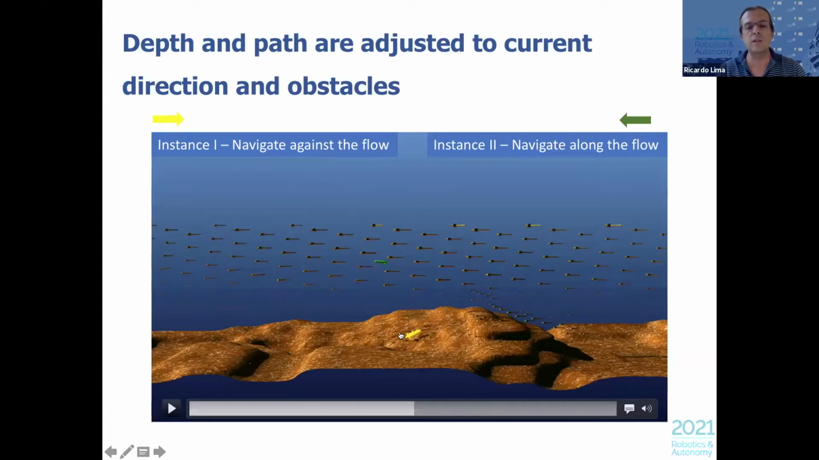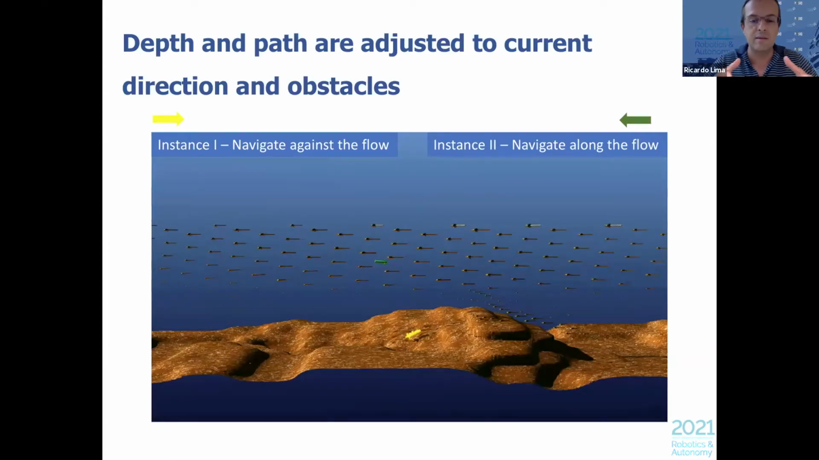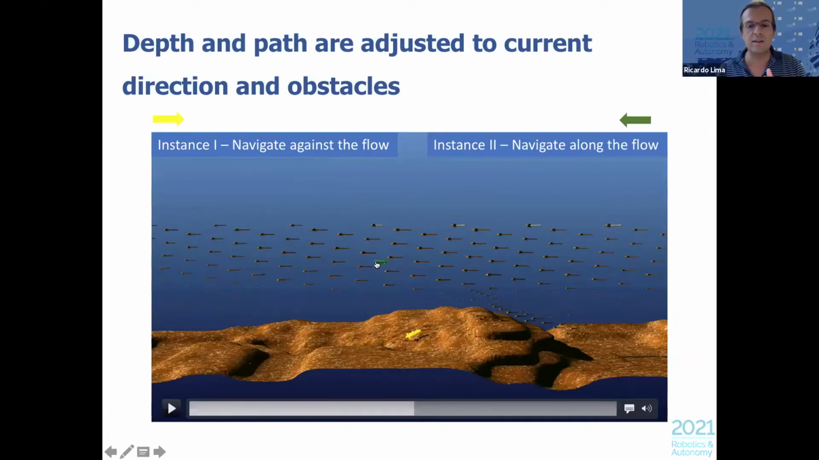So this yellow one is kind of hugging the seabed, right? Where the velocity of the current is smaller. The green one, in fact, is taking advantage of the current. The vectors here give an idea of the magnitude of the current. So what happens is that the green one will go up to take advantage of the current, and the yellow one keeps down just to avoid the current, right?